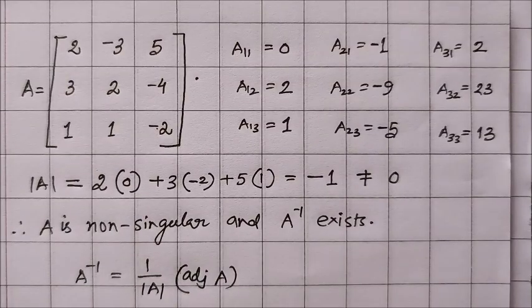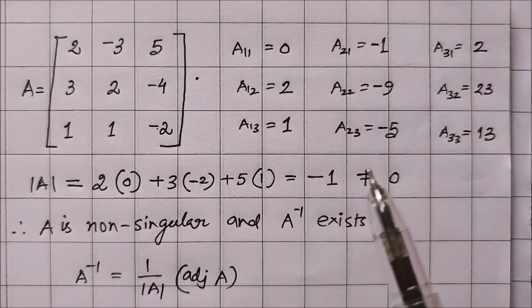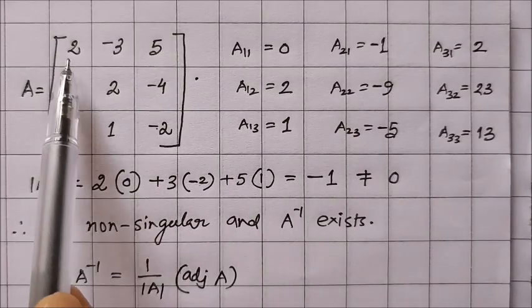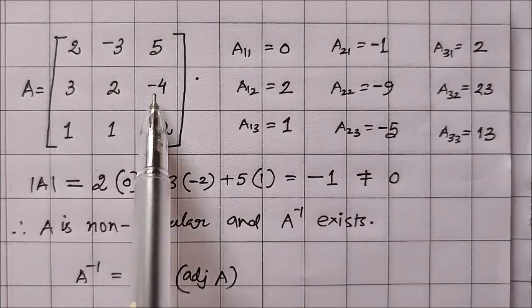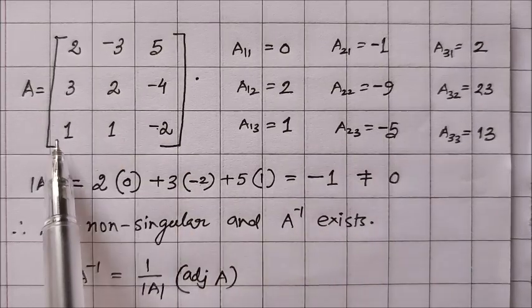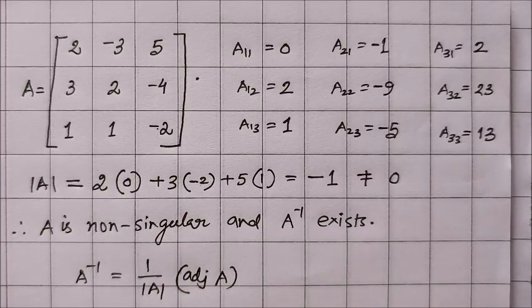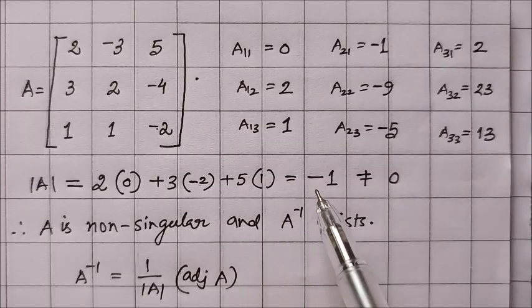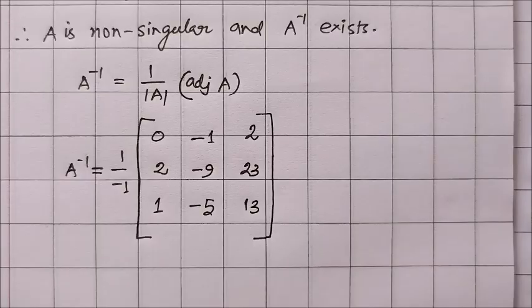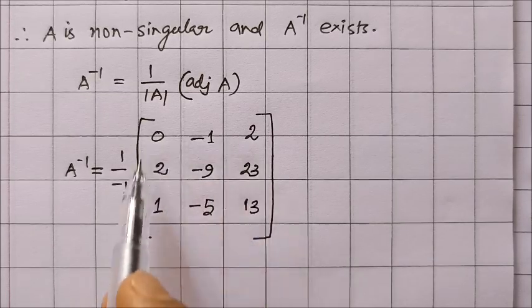So these are the cofactors of the matrix A, and I am reminding you that we find the cofactors row-wise, but write them column-wise. Along rows we find, along columns we write down. In this way, this is the adjoint of the matrix A, and the determinant is minus 1. So we are in a position to write down A inverse: 1 by determinant of A into adjoint of A.